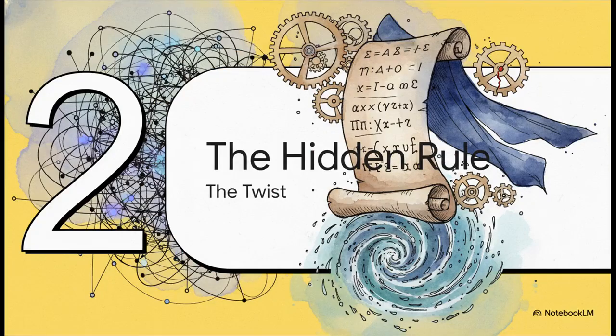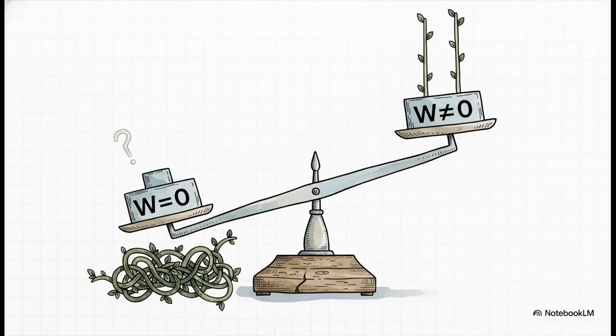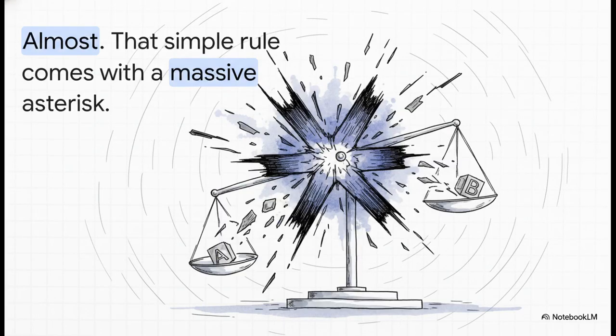Okay, basics are covered. Now for the main event: the nuance, the twist, the specific little detail about the Wronskian that so often gets overlooked. This is the rule they teach you on day 1, right? If the Wronskian isn't 0, the functions are independent. If the Wronskian is 0, they're dependent. Clean, simple, easy to remember. Yeah, almost. That beautiful, simple rule comes with a massive asterisk attached.